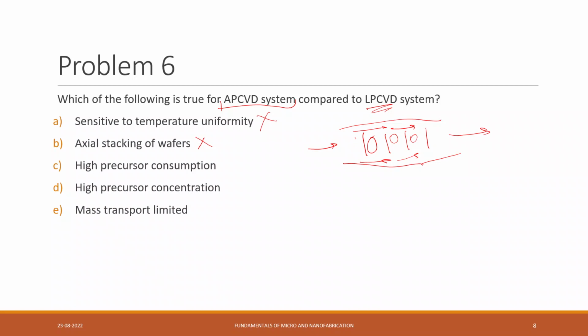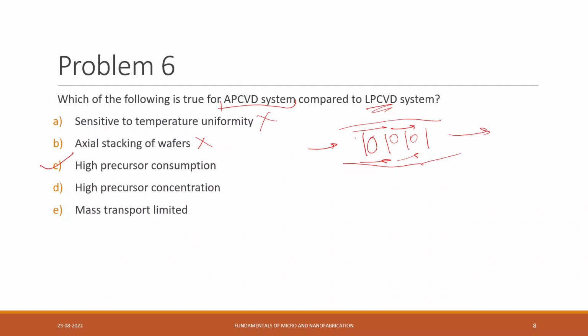The next thing is precursor consumption. Yes, high precursor consumption is there, because these APCVD systems tend to grow thicker films, and it usually happens in cold wall reactors. These systems have higher consumption. Plus, it has high pressure, so the precursors tend to sit on the substrate easily. So high precursor consumption is seen compared to LPCVD.